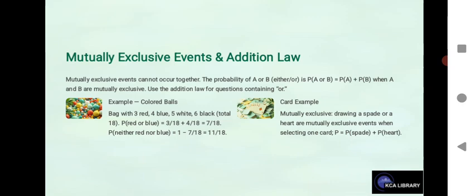What if you are asked to calculate the probability that it is neither red nor blue? That will be 1 minus the 7 over 18, which will give you 11 over 18.